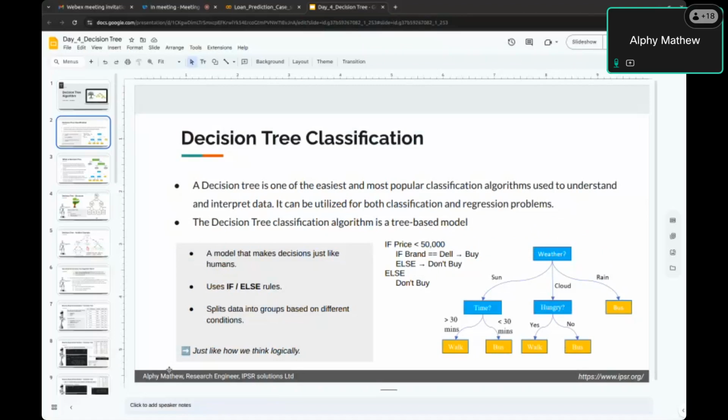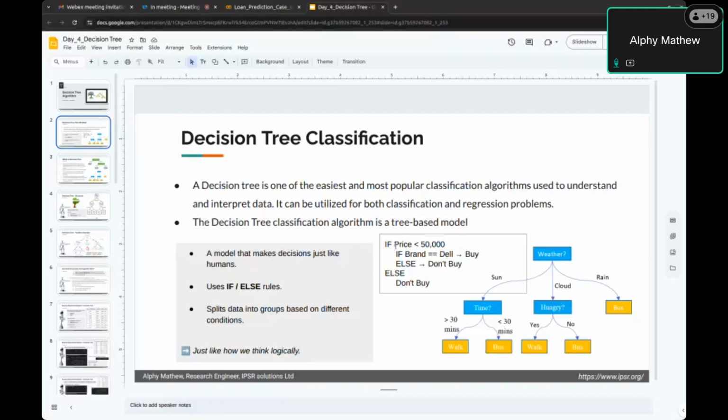For example, here an if-else rule is given. It says: if the price is less than 50,000, then we check if the brand is Dell, then I will buy the laptop. Else, I will not buy the laptop. Suppose our problem is whether a person buys a laptop or not. Then what are the if-else rules we frame in our mind?